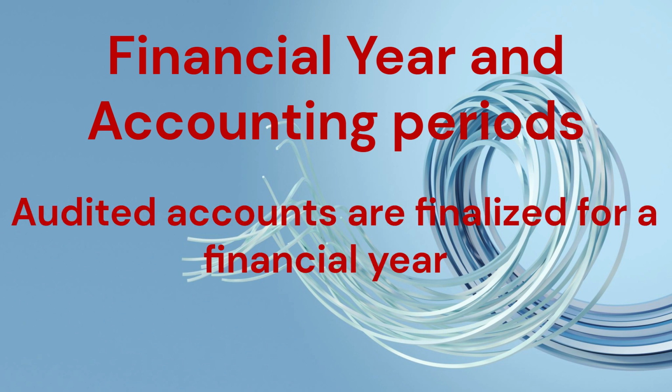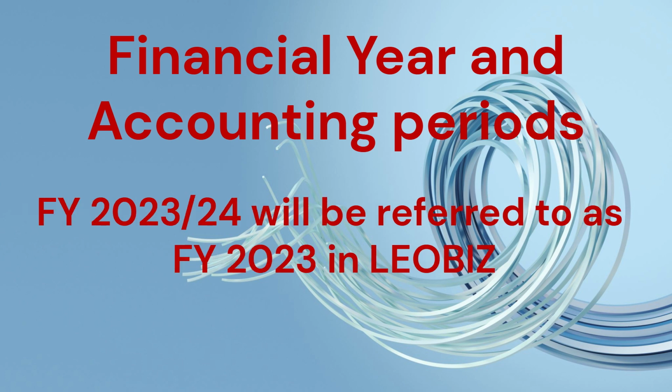Audited accounts are finalized for a financial year, normally starting from a calendar date covering a year. In Sri Lanka, it is from 1st April to 31st March the next year. For example, financial year 23 to 24 will start from 1st April 2023 and end on 31st March 2024. In LEOBIZ, we will refer to this as financial year 2023, that is the start year of the financial year.